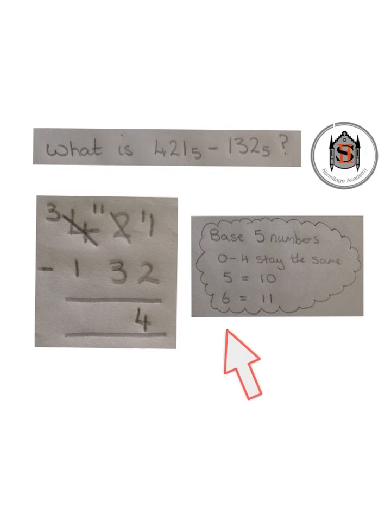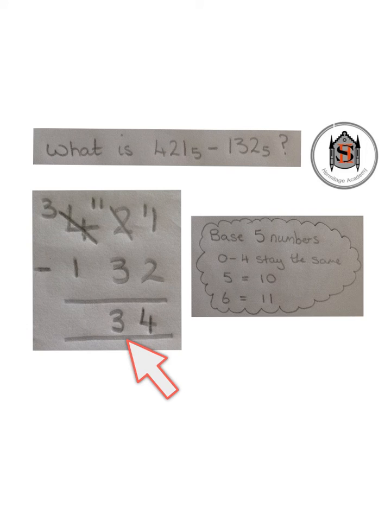Now we've already said that 1, 1 represents the number 6 in base 5, so here we're actually doing 6 take away 3. Again, we know that 6 take away 3 is 3, and because we're working in base 5 and 3 is less than 5, 3 will stay the same, so we can put 3 in here as normal.